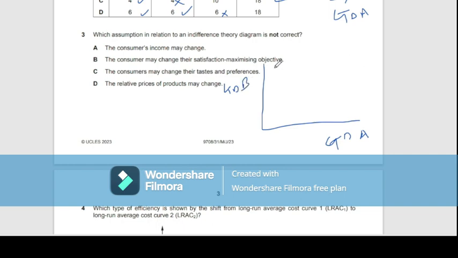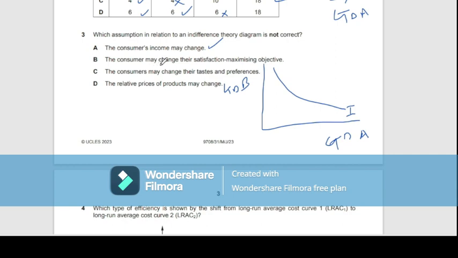So in this case, we have our indifference curve that way, I. Now, we are saying the consumer's income may change. Consumer's income, yes, may change, and if the consumer's income changes, then the consumer may move to a higher or lower indifference curve. So that assumption is correct.